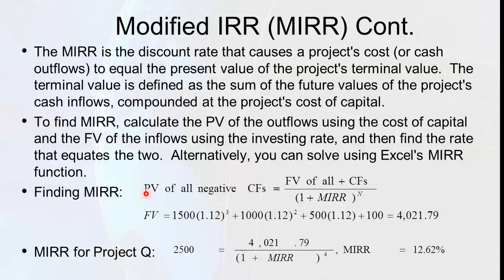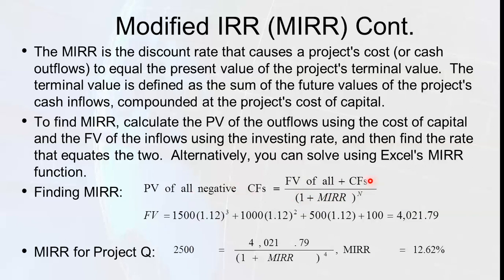So this is the present value of all negative cash flows. This is the future value of all positive cash flows, and the discount rate that equates the present value of negative cash flows and the future value of positive cash flows. Because by doing this, you are finding the present value of all future cash flows, right? So all positive cash flows. So this MIRR is gonna make these two equal.